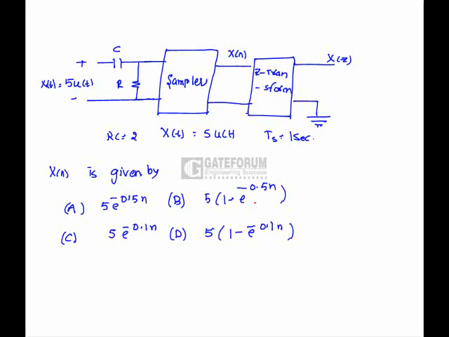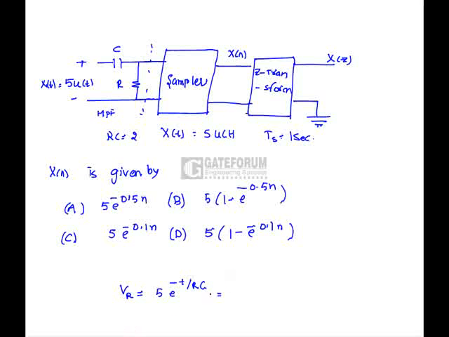Okay, question. Here for the given network we have to find out the x of n. Here this first network is a high pass filter. Okay, from a high pass filter, voltage across the resistor is nothing but 5 e power minus t by RC. Here we are applying the voltage across the resistor as the input to the sampler.